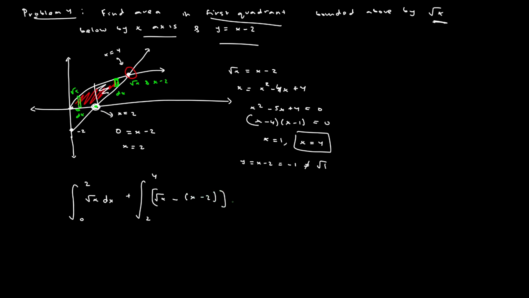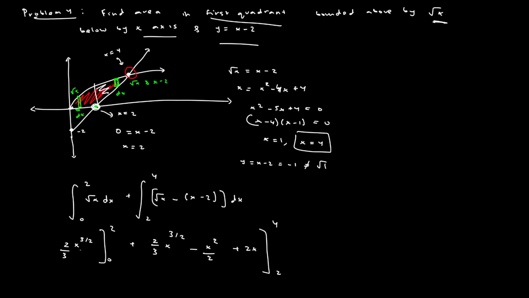Now let's evaluate both of these equations. The integral of square root of x is simply x to the power of 3 over 2 times 2 over 3, evaluated from 0 to 2. And then over here, we get 2 over 3 x to the power of 3 over 2 minus x squared divided by 2 plus 2x, evaluated from 2 to 4. This over here is simply 2 cubed, which is 8. Square root of that is the square root of 8.